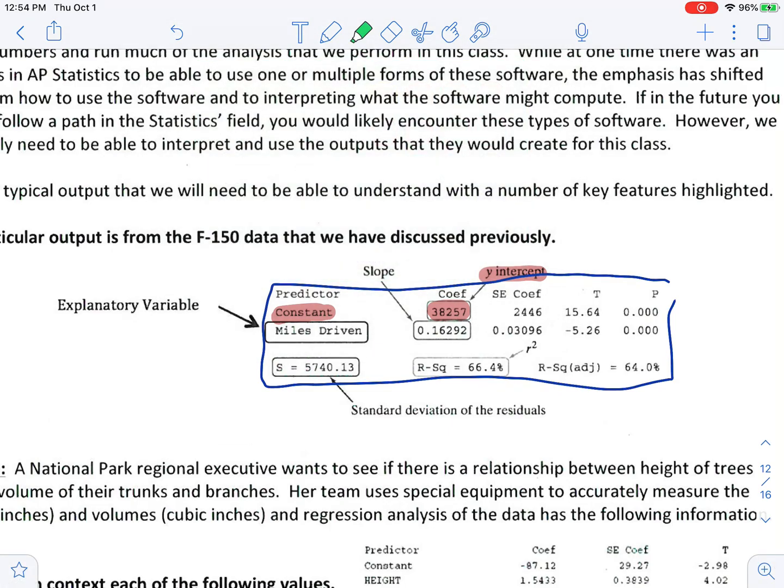Okay? The second thing you need to know is they will always give you the explanatory or x variable, and next to that they give you what's considered the slope. The reason they put the x variable there is because you're saying this is the amount of change for one unit change of that. So basically the slope is 0.1629, whatever the units are, probably price in this case, per mile driven. Okay?